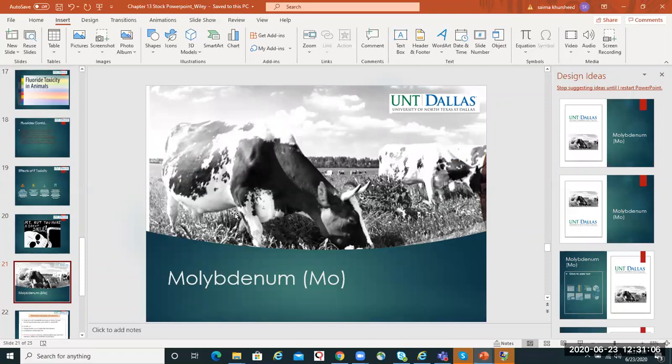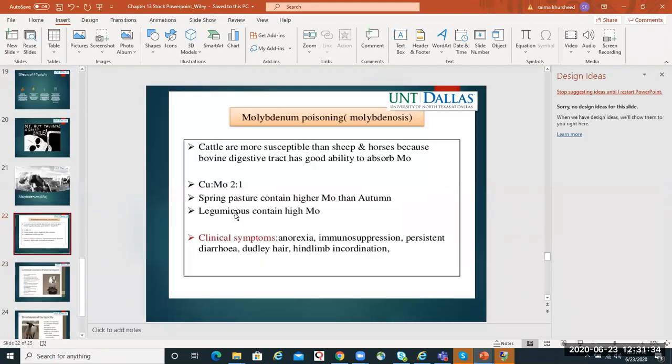Molybdenum is the last micromineral that's required by animals, and toxic levels of it in the food and feed chain produce certain symptoms. Although molybdenum is recognized as a required nutrient, the greater concern is its toxicity. Molybdenum toxicity was first recognized in cattle grazing certain pastures that are high in molybdenum, which develop severe diarrhea.